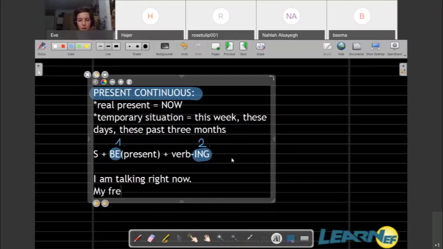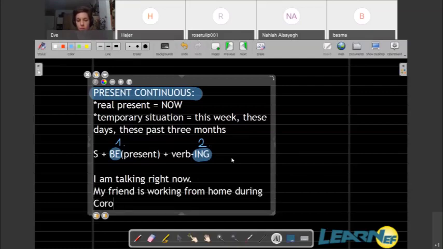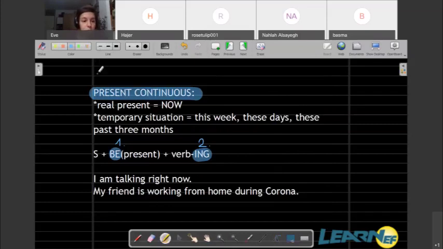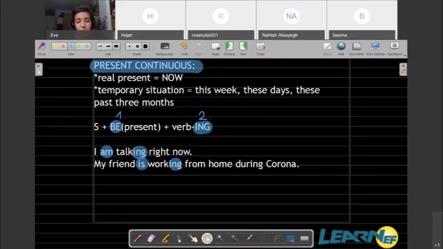My friend is working from home during Corona. I cannot say about myself, I always work from home in this job, but my friend is temporarily, only until Corona passes, working from home. Okay, and as you can see, in both cases, we have verb to be and ending in ing. This is what I was talking about when I was saying auxiliary verb.